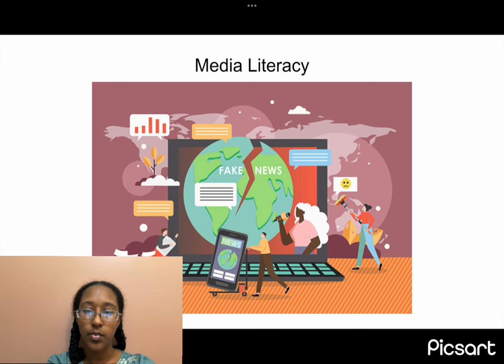To begin, it is important to understand what media literacy is. Media literacy is the ability to critically analyze media to determine whether it is accurate or not. It is important to know how we can achieve media literacy because it affects the information we consume.